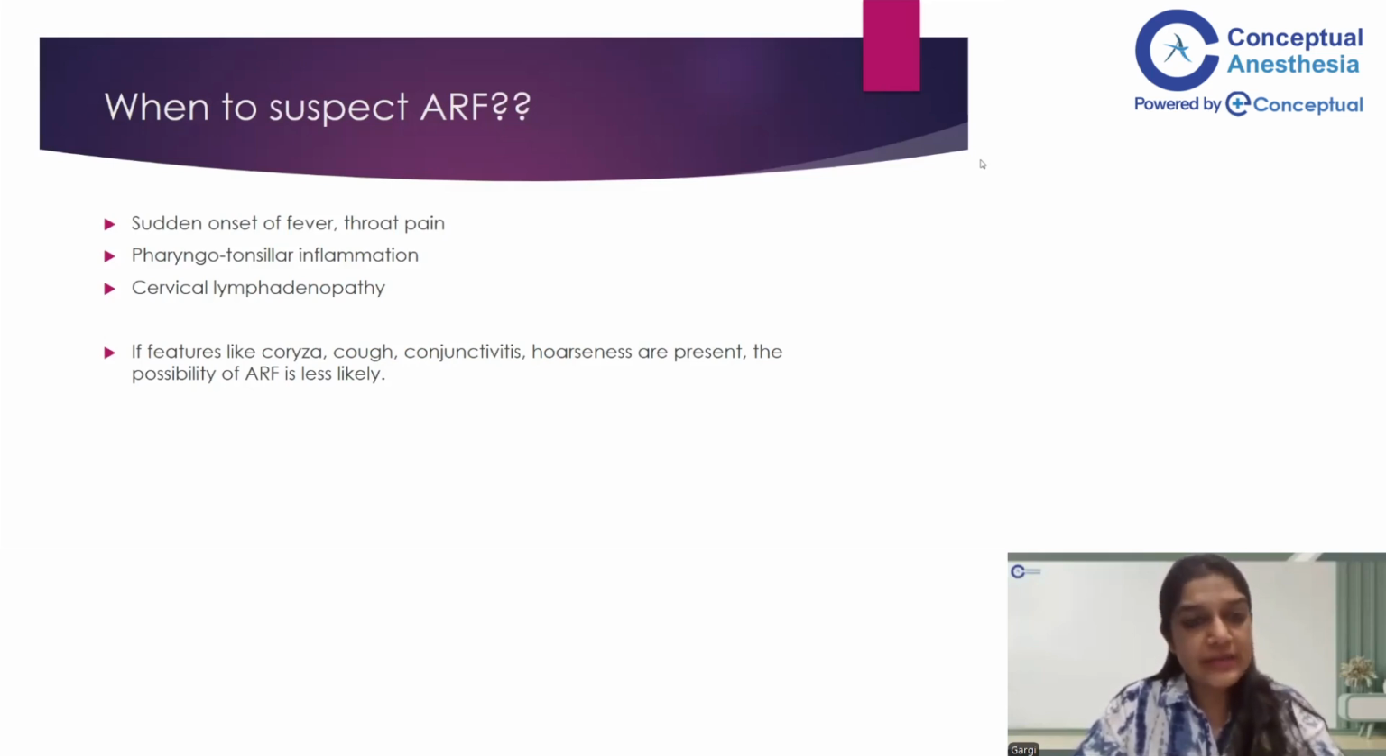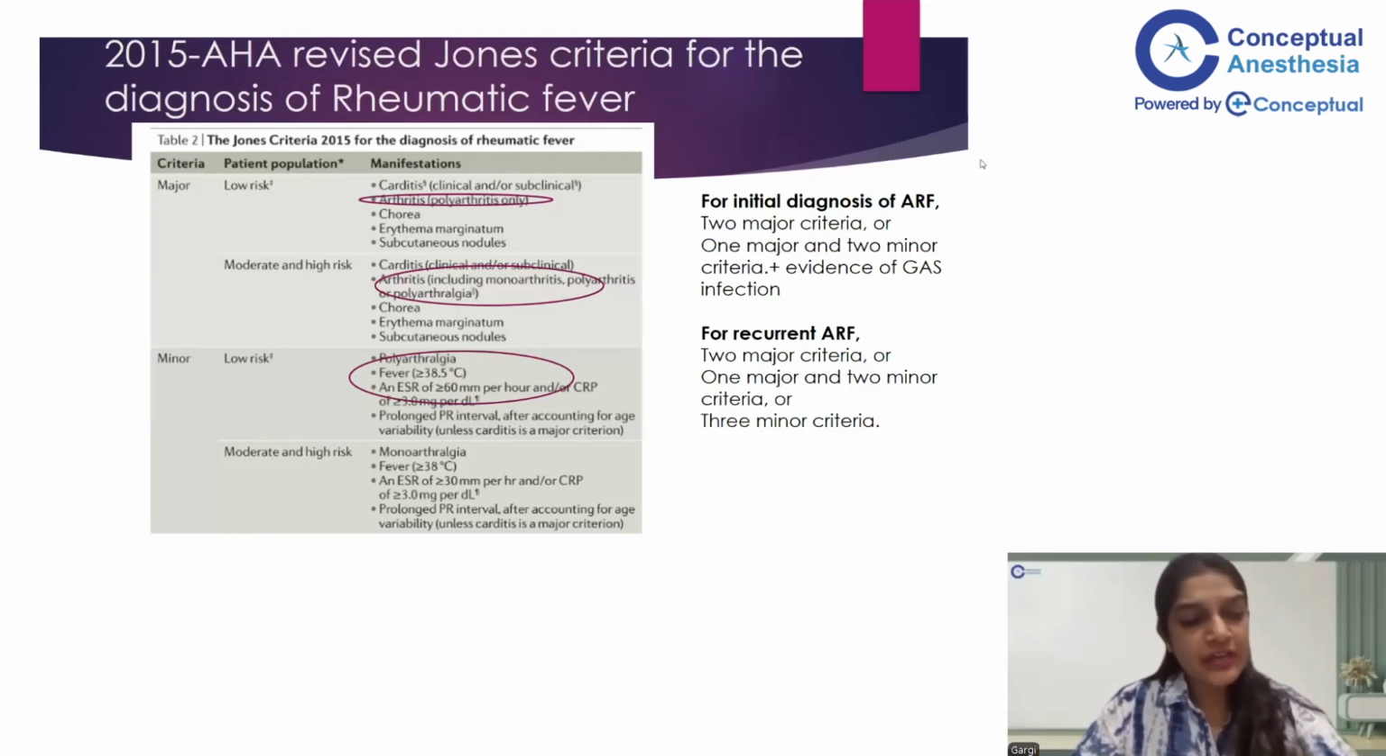The patient on examination will have pharyngotonsillar inflammation plus cervical lymphadenopathy. If there are other symptoms of URTI like coryza, cough, conjunctivitis or hoarseness, then the possibility of acute rheumatic fever is quite less likely. So you are all aware of the major and the minor manifestations of the Duckett-Jones criteria, which is used to diagnose rheumatic fever.